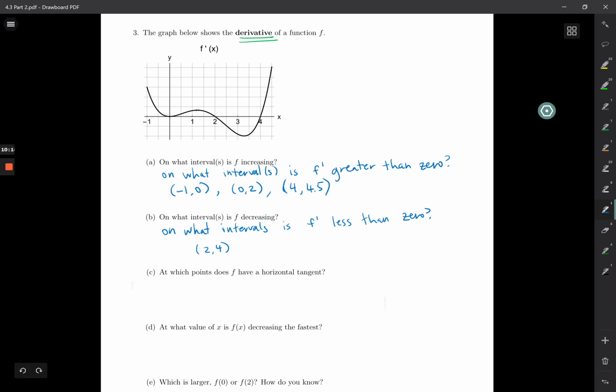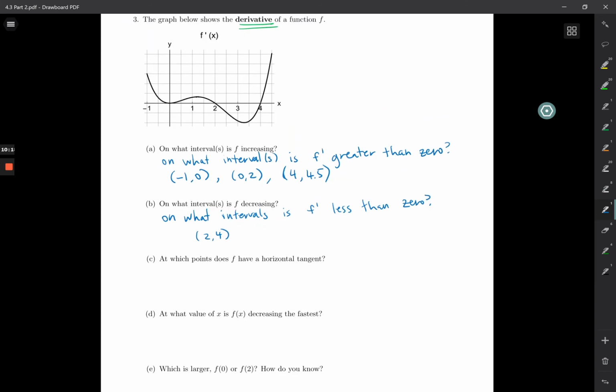Okay, now again, we're going to take this question. So it asks, at what points does f have a horizontal tangent? And think about what that means in terms of the derivative. When f has a horizontal tangent, that means that the slope of the tangent line is equal to 0. And that means that the derivative is equal to 0. So this is asking at which points is f prime equal to 0, right?